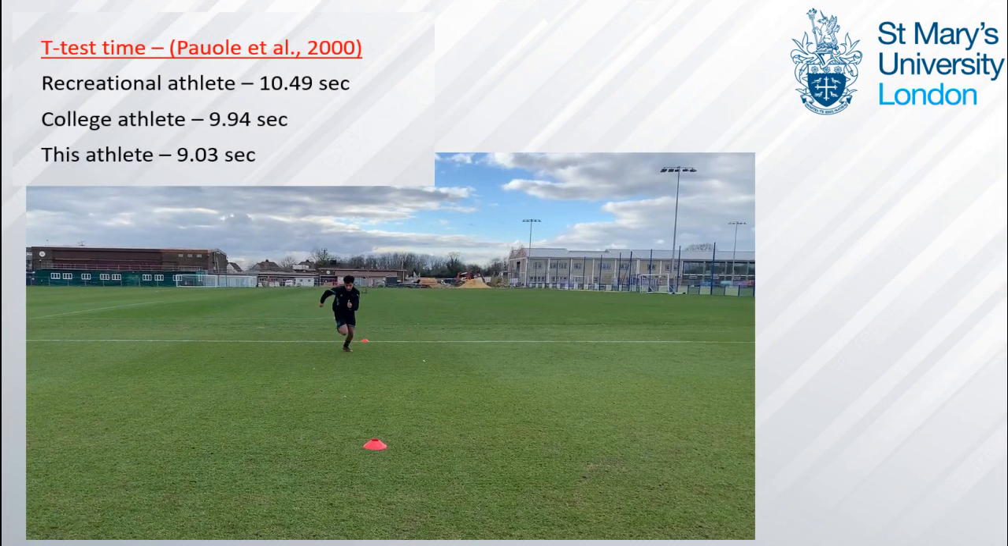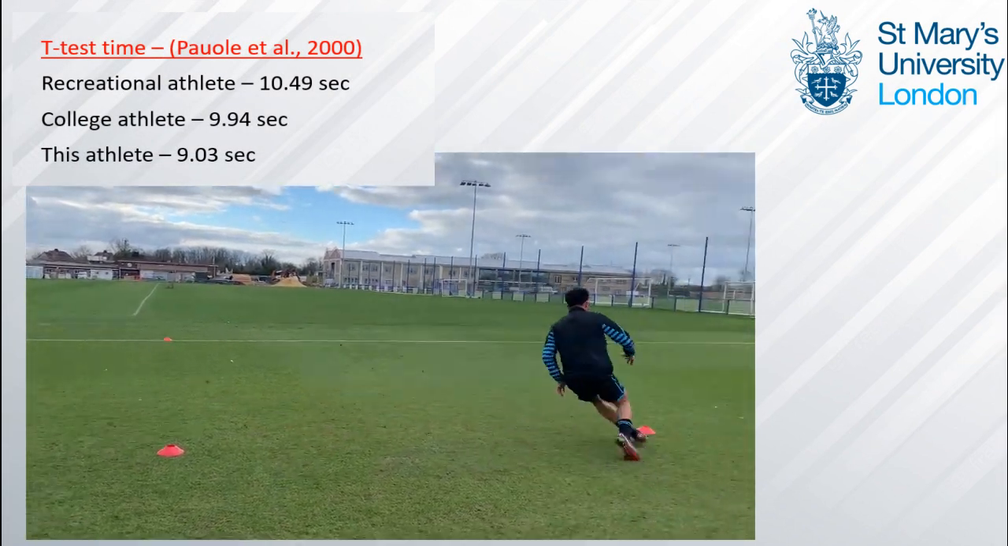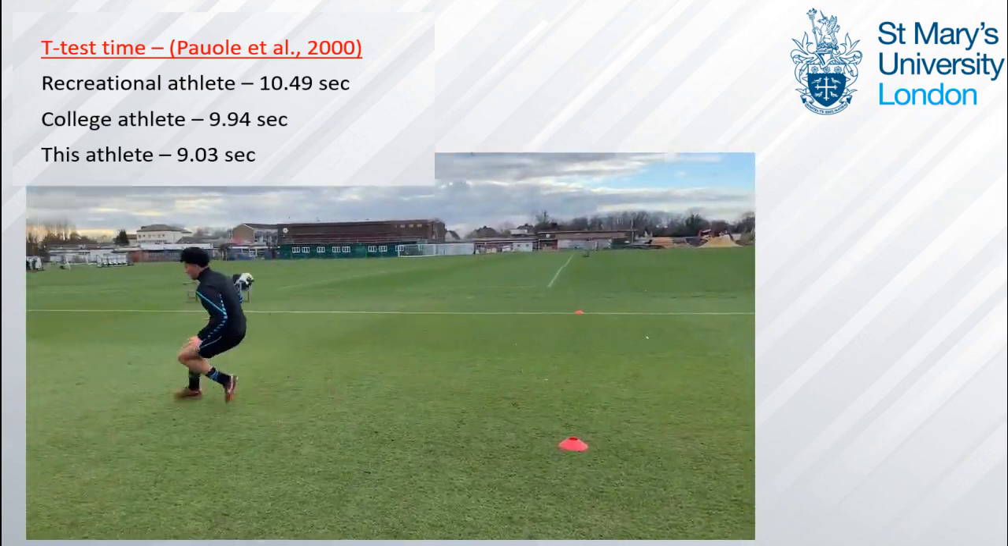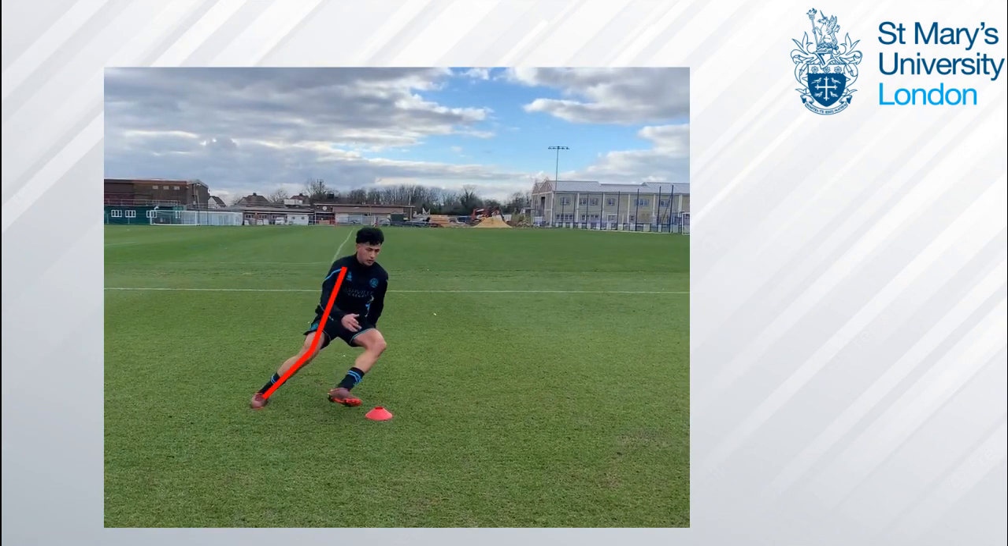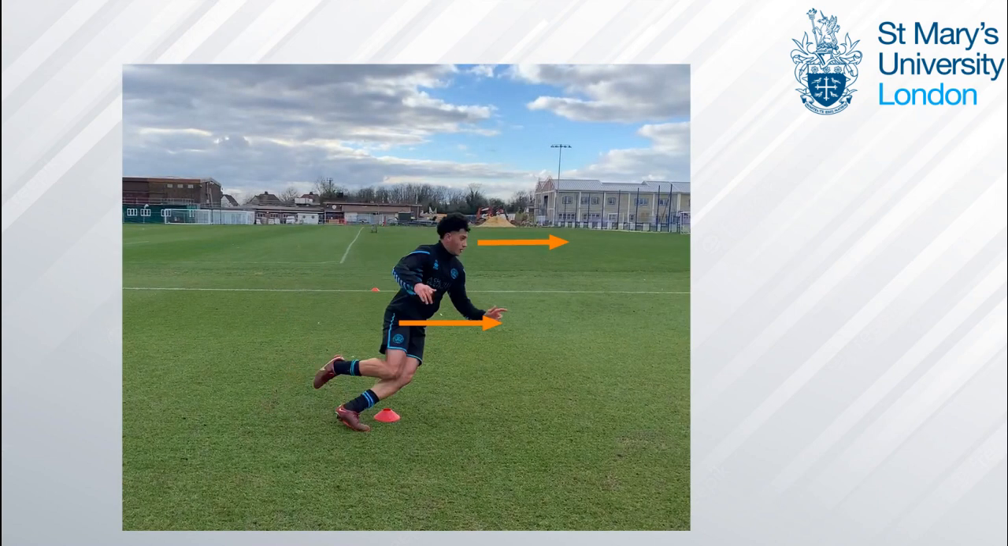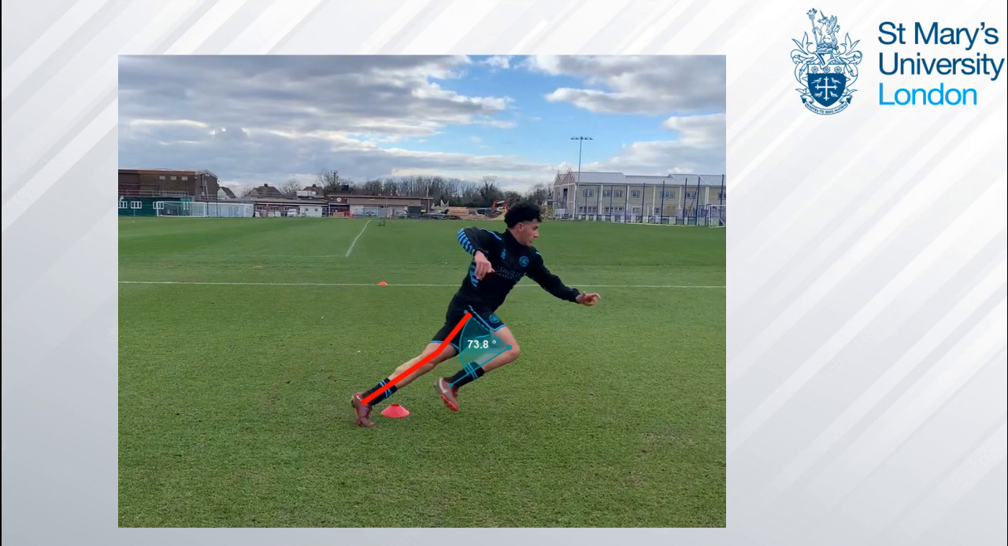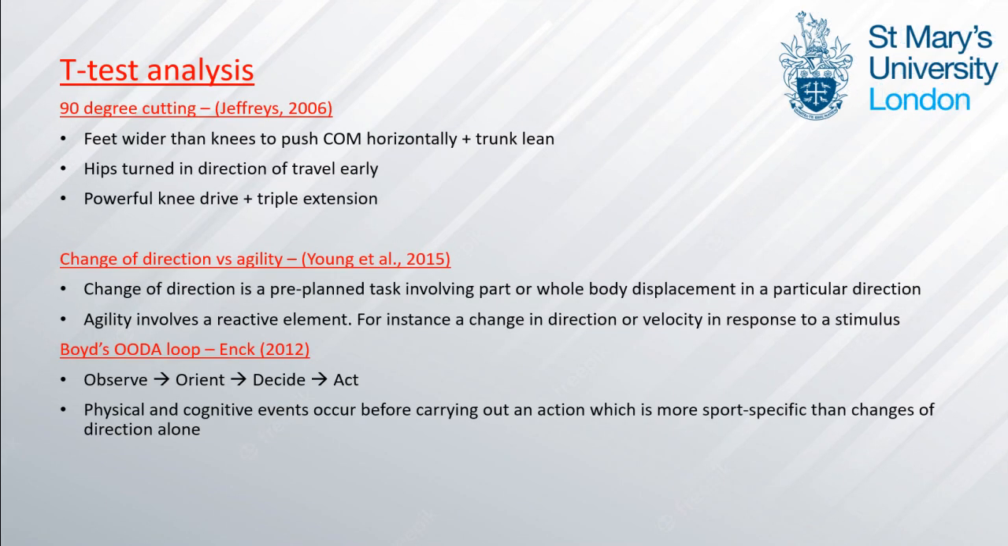Here you are watching the athlete complete a T-test, producing a time above average compared to normative data, showing good technique throughout. So just focusing on the 90-degree turn, we saw a foot planted wide outside the centre of mass, we saw his hips turned early to face the direction of travel, and we saw triple extension in his stance leg with a good knee drive.